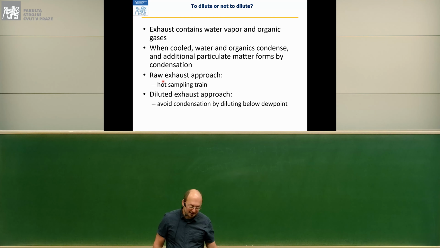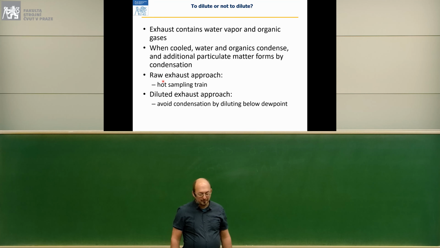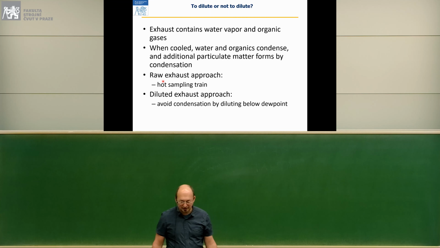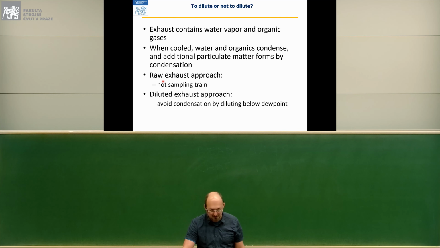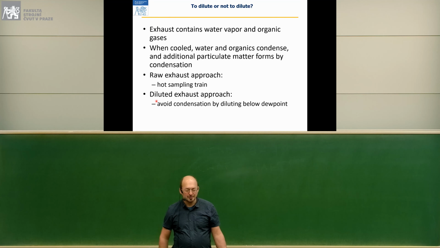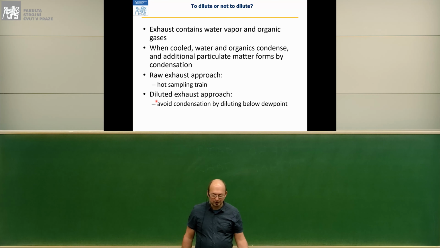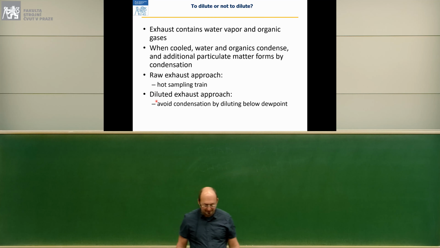So your effective detection limit is lower than if you dilute the exhaust. The disadvantage is you have to do all your measurements at high temperature to avoid condensation of water and organics. The other approach is to dilute the exhaust. You reduce the concentration, so you need instruments with a lower detection limit, but you don't have to worry about water. You avoid condensation by diluting below the dew point of the exhaust.